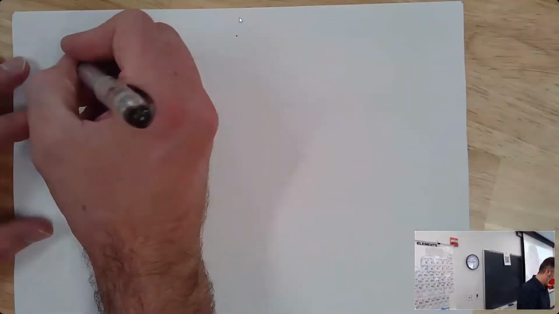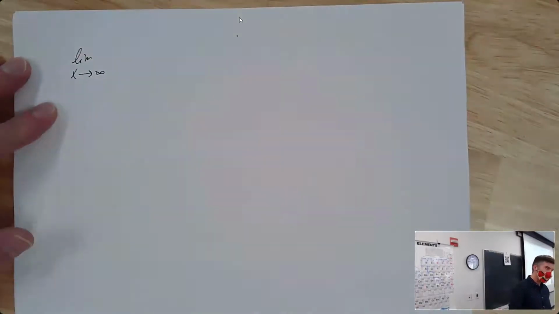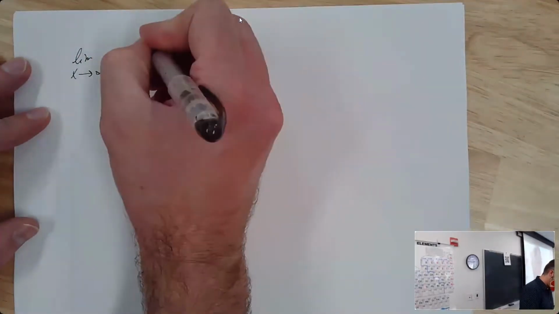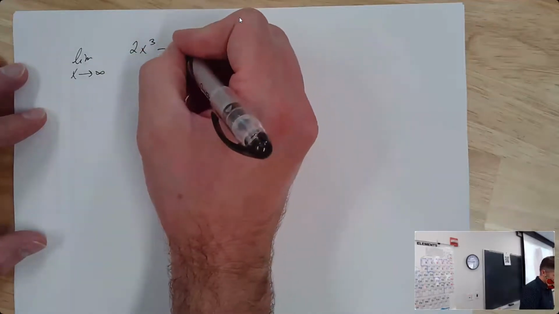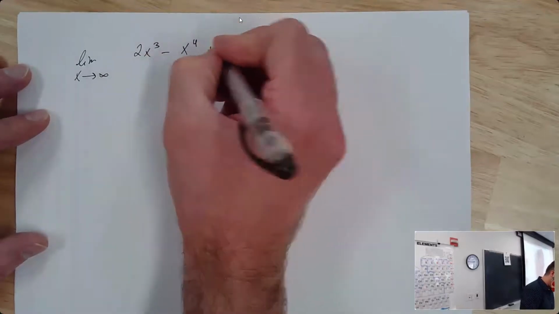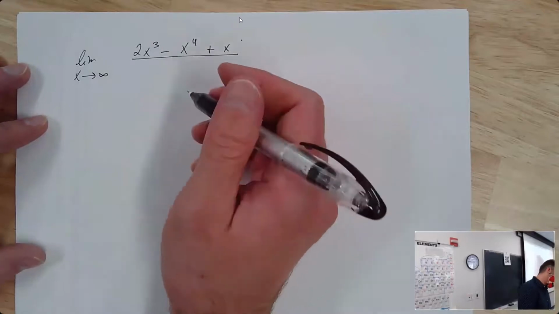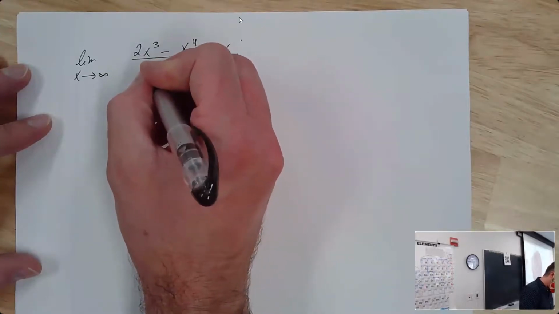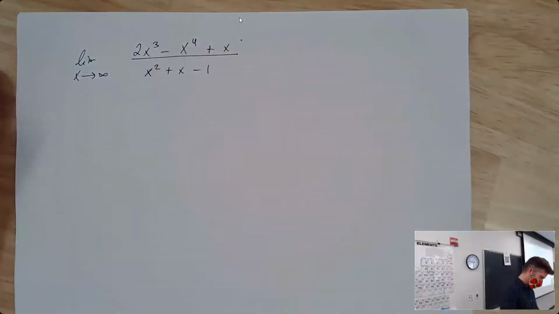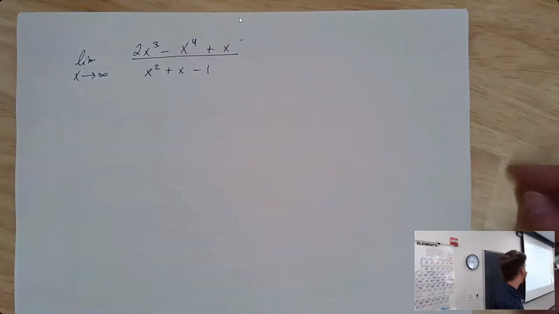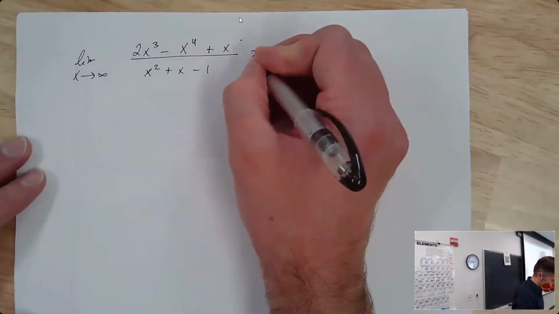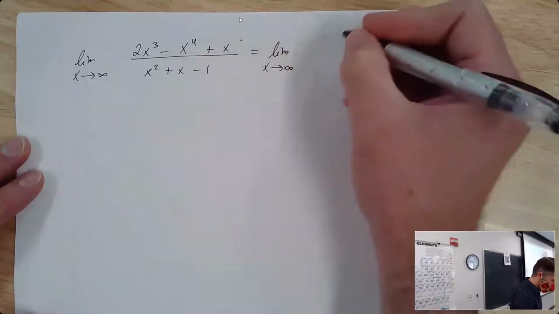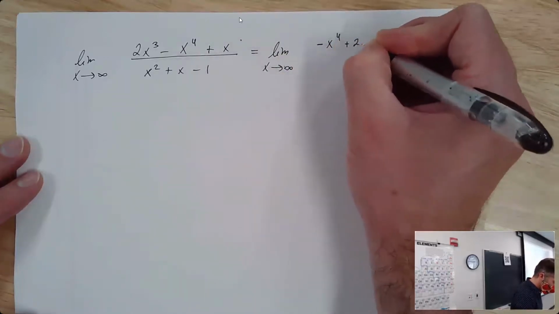Okay, the next rule. What if we wanted to find the limit as x goes to infinity of, let's make it interesting here, 2x cubed minus x to the fourth plus x, all over x squared plus x minus 1. All right, that looks awful. So first of all, someone did a bad job of writing this problem because they should have written the negative x to the fourth first, right? We should definitely write our polynomials and our rational functions in the standard way, where the highest power term is first, and we write things in descending order.